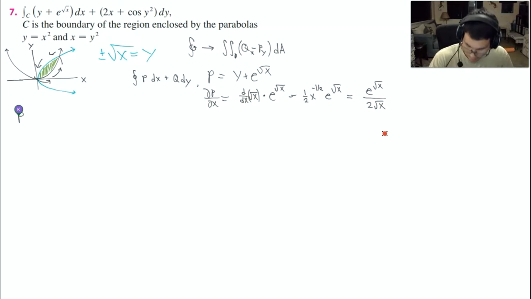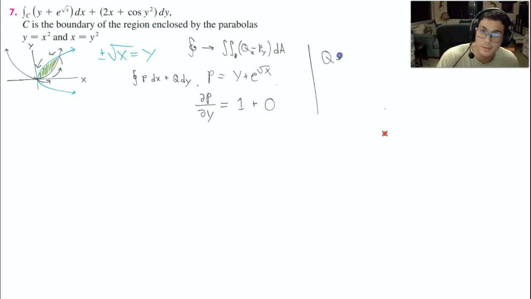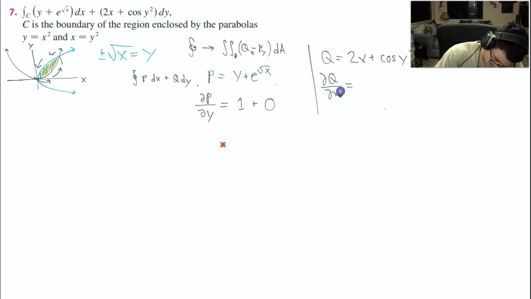Okay, what is p? Oh, damn, I've been totally wrong. It's dp dy, right? So if we take dp dy, we actually just have a 0 here, and then we just have 1. See, it was supposed to be a lot easier. Next one, q. What is q? Q is the second one, so q is right here: 2x plus cosine y squared. So if we take dq dx, well, it's 2. Okay.